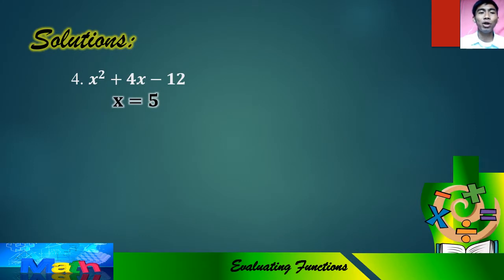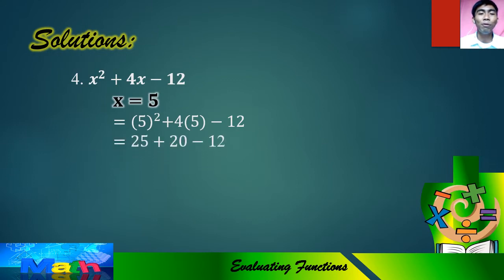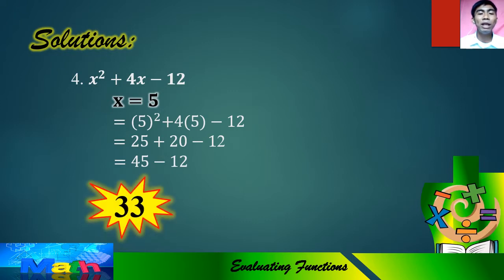Our next expression is x squared plus 4x minus 12. To evaluate this expression at x equals 5, replace x by 5. We have 5 squared plus 4 times 5 minus 12. And 5 squared is 25, plus 4 times 5 is 20, minus 12. 25 plus 20 is 45, minus 12. The answer is 33.